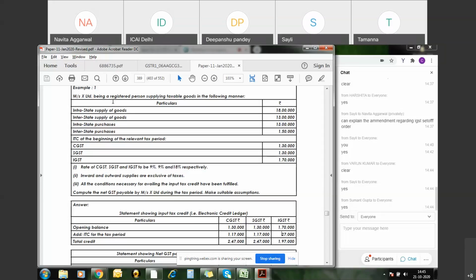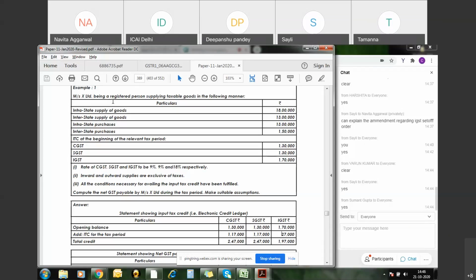So they are supplying the goods. Supplying can be inward supply and outward supply; supplying doesn't always mean the outward supply. So the first two rows are where Mr. X has made an outward supply. Then the next two rows are intrastate purchases and interstate purchases. There is an ITC at the beginning of the relevant tax period. Against CGST, there is an opening ITC of 1,30,000, SGST again an opening balance of 1,30,000, and IGST an opening balance of 1,70,000.